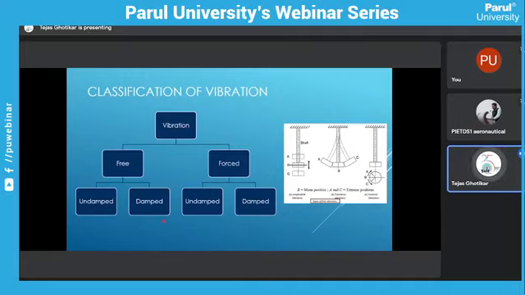Let's say the function of the damper is to absorb the vibration. So can't we only have a damper? Because the damper will just absorb all the vibrations.